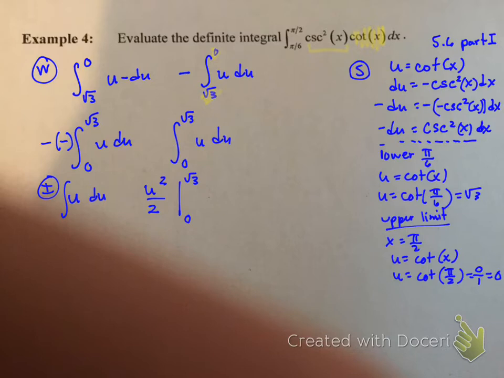Okay, the last step is to evaluate. Remember, I'm taking f at b minus f at a. So this is going to be radical 3 squared over 2 minus 0 squared over 2. Radical 3 squared is 3. So I get 3 halves minus 0, that's 1.5. And that's your answer for example number 4.